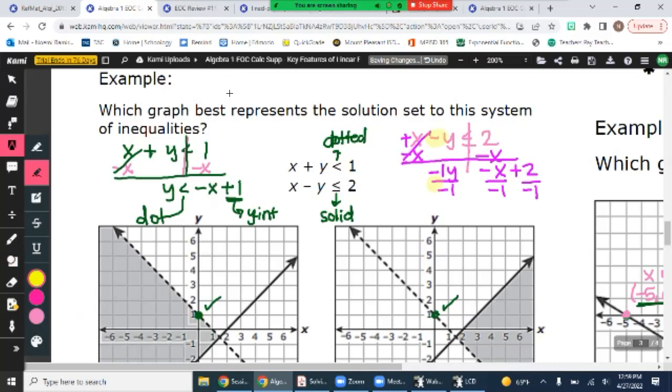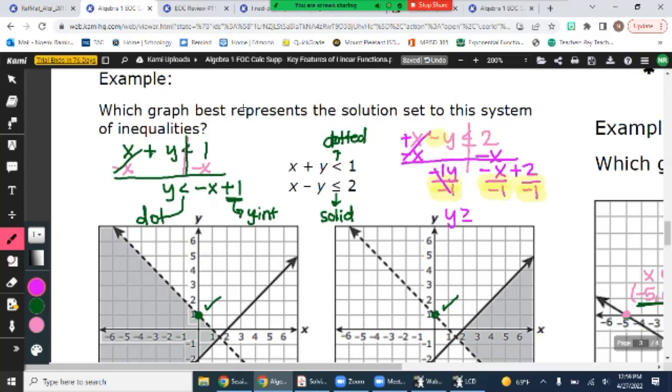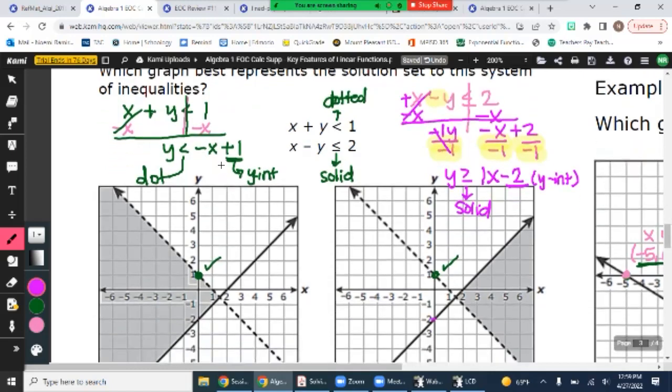So I'm going to highlight dividing -1, because we are dividing by a negative number, we have to flip the sign, and it is no longer less, it is now greater. And -1 divided by -1 just gives you a positive 1x, -2. We know that the -2 is my y-intercept, and this is still a what? Solid line, right? So we should have a solid line at a -2 y-intercept. We're good there.